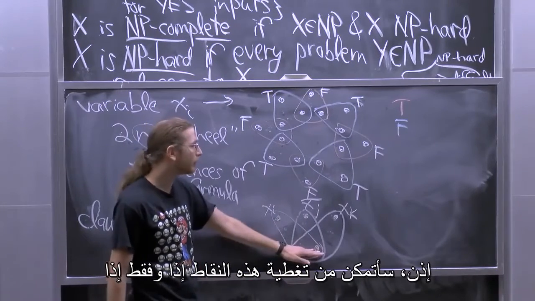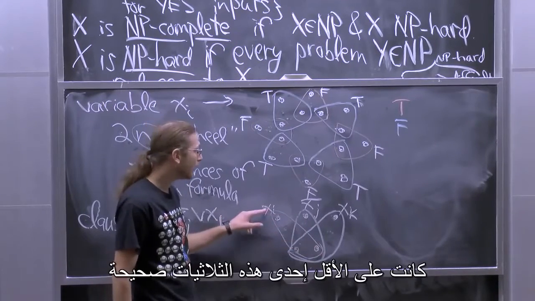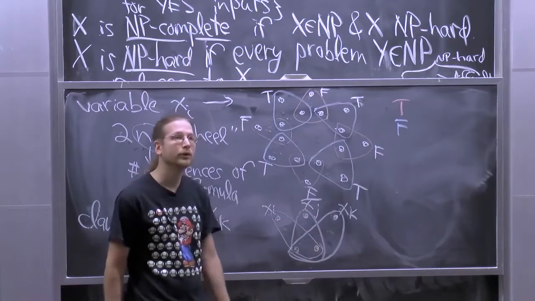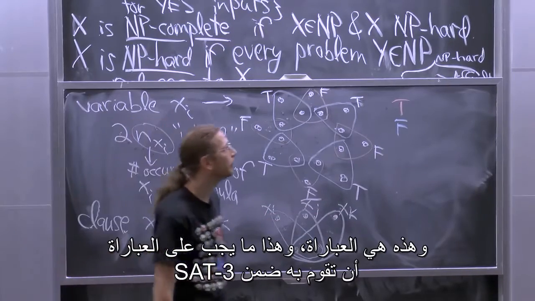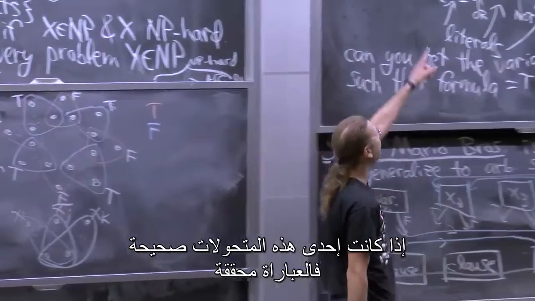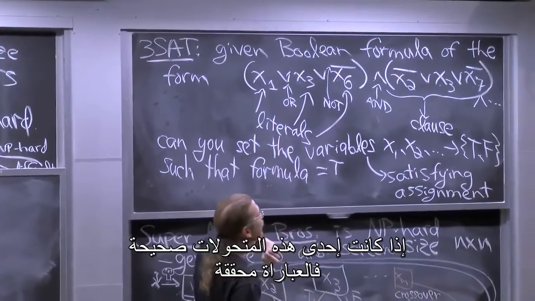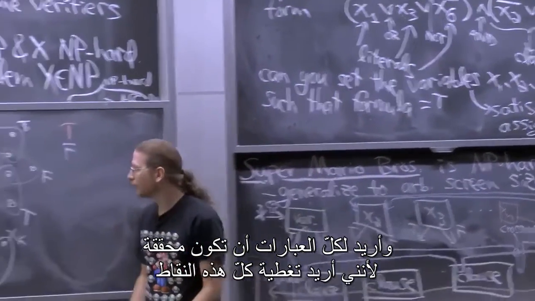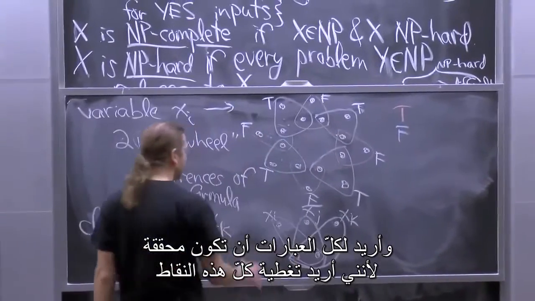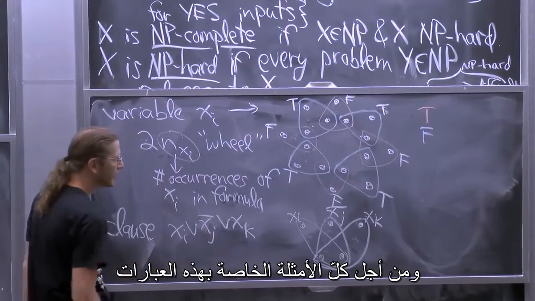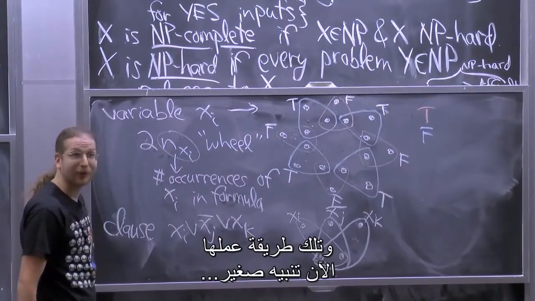So I'll be able to cover these points if and only if at least one of these is true. And that's a clause. That's what a clause is supposed to do in 3SAT. If at least one of these is true, then the clause is satisfied. I need all the clauses to be satisfied because I need to cover all of these points for all the instances of these clauses. And that's how it works.